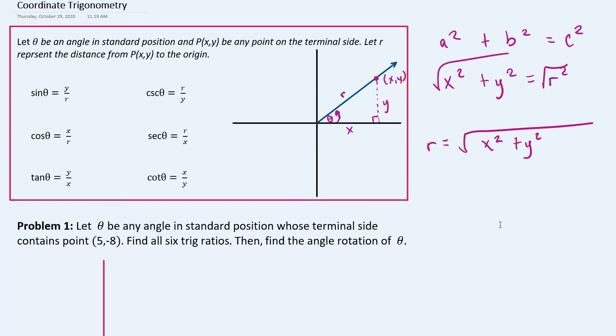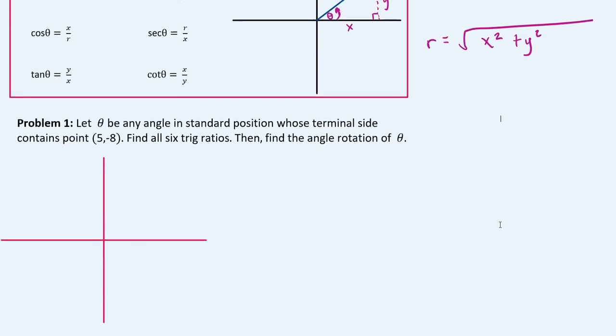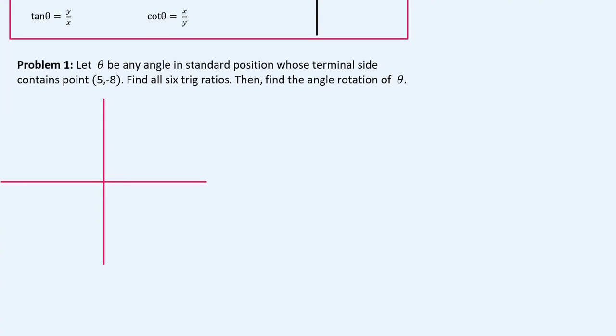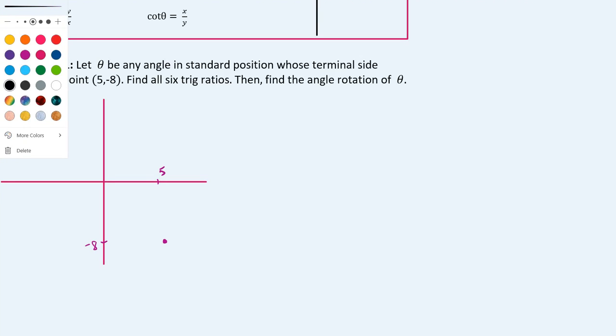So then let's look at our first example. Problem 1 says, let angle theta be any angle in standard position whose terminal side contains 5 comma -8 and find the 6 trigonometric ratios. And then we're going to find the angle of rotation. So if we first plot this point, a positive comma a negative should end up in the fourth quadrant. So that means we go to the right 5 units and down 8 units. And we plot that coordinate point. And then you'll connect it to the origin.